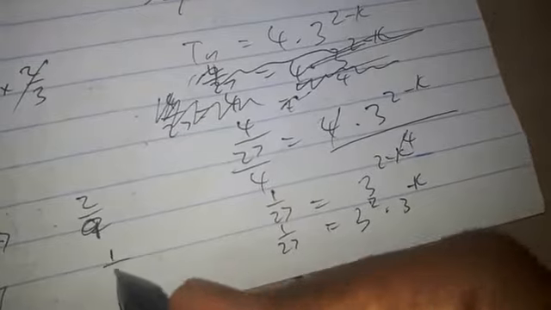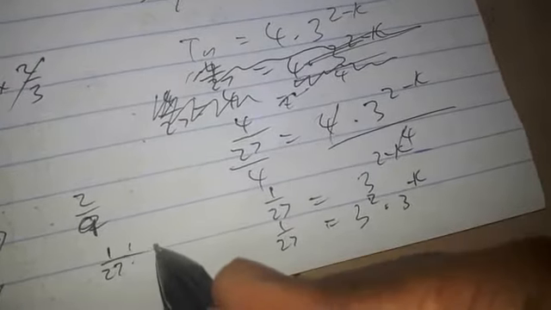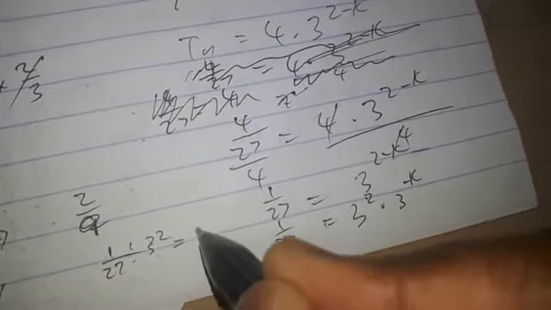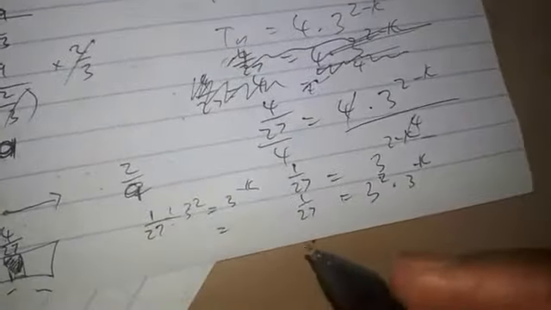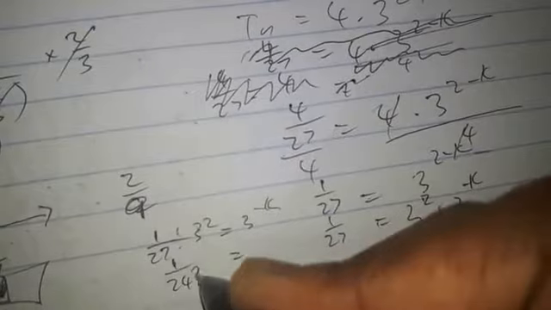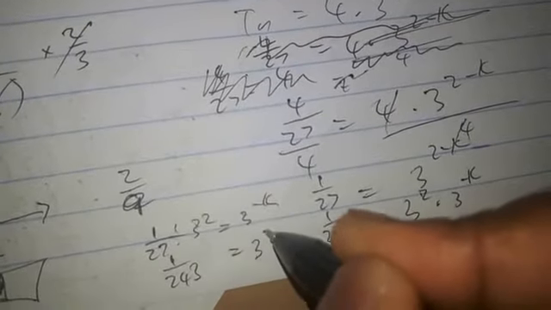Running out of space, so let's put it here. 1 over 27 divided by 3 squared is equal to 3 to the power of that. Divided by 3 squared, and 3 squared is just 9. So 1 over 243, and then you have 3 to the negative k.